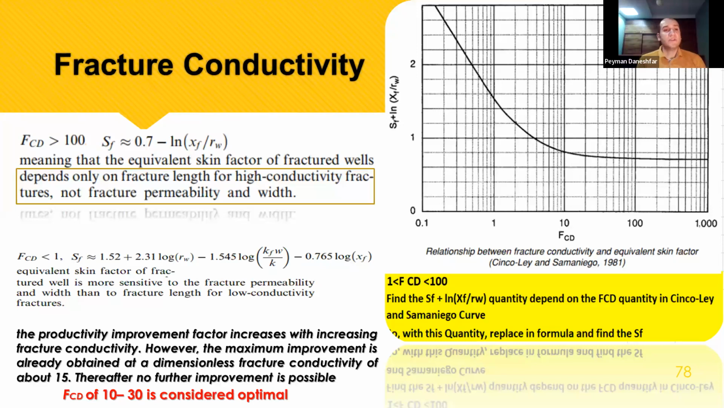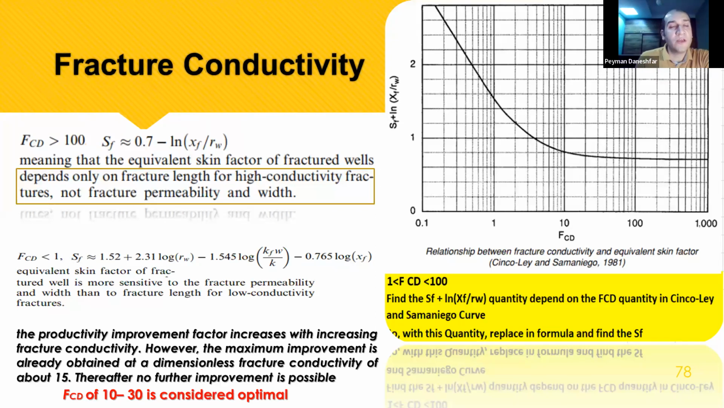And another one, if our fracture conductivity is smaller than 1, we can use this formula here, and you can find it. But if it's between 1 and 200, we should find it with the Cinco-Ley and Samaniego curve. We should find the SF plus ln XF/RW. We should find this parameter, and after we find this one, we should find the SF, and we again put SF in our fall-off increase.